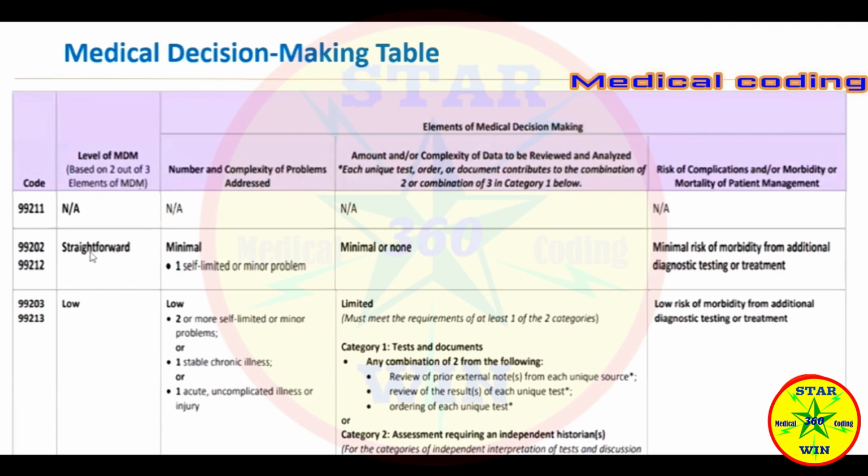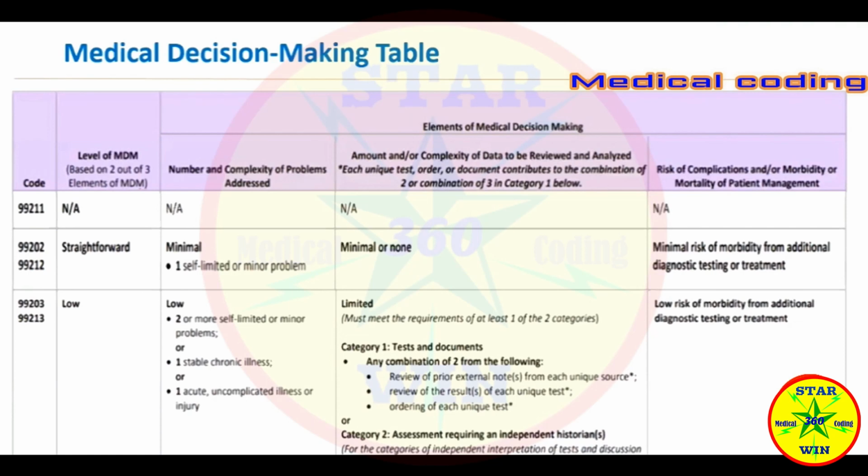Coming to the straightforward MDM, we need minimal from problems addressed, minimal or none from data, minimal risk of morbidity from additional diagnostic testing or treatment for 99202 to 99212. Coming to the low MDM, we need low. So when can we consider it as low? 2 or more self-limited problems addressed, 1 stable chronic illness addressed, or 1 acute uncomplicated illness or injury addressed during the encounter. So that is considered as low problems addressed.